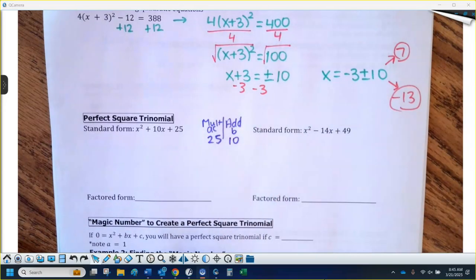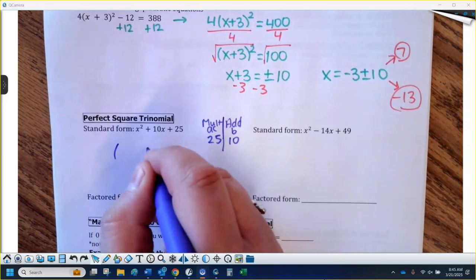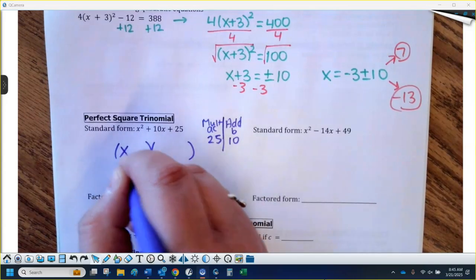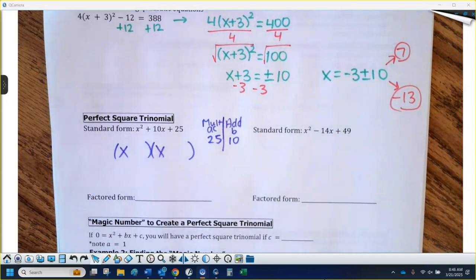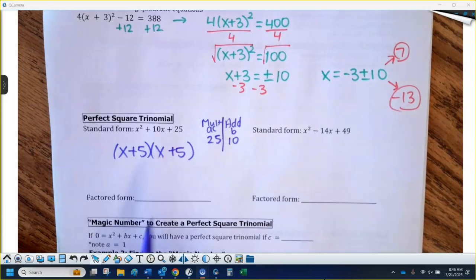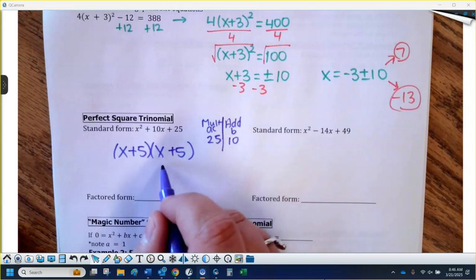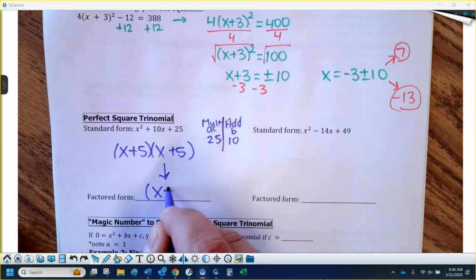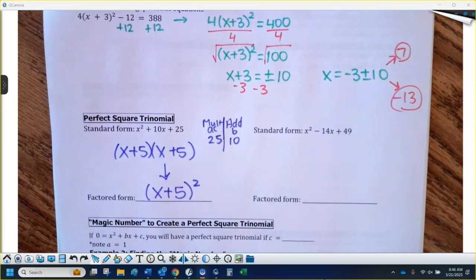Thank you, ma'am. All right, so we're going to multiply to get 25, add to get 10. Okay, now, I know my factored form, I'm going to write up here, has to just start with x and x, because if I multiply that back, that'll give me the x squared. What 2 numbers multiply to give you 25, add to give you 10? 5 and 5. Okay, now, here's the deal with these. A perfect square trinomial, both of the factors are exactly the same. So that allows me to write this as x plus 5 squared.